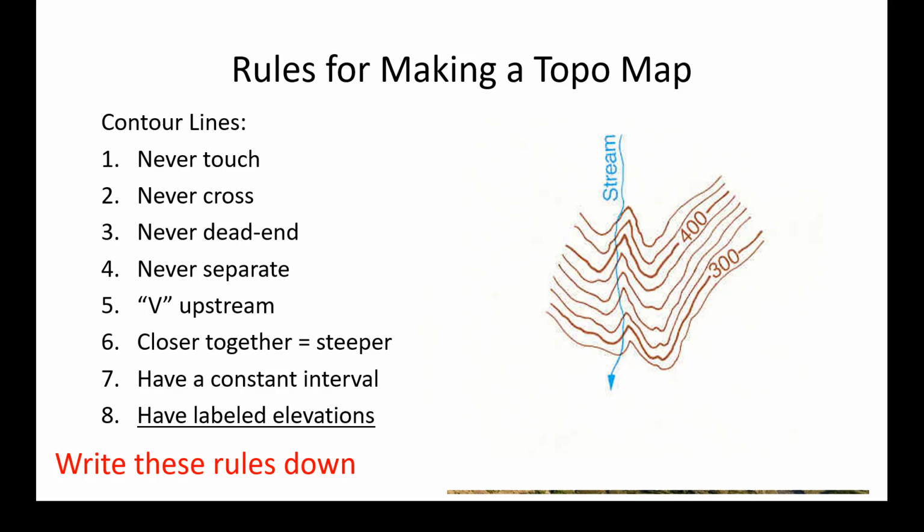So for these exercises, I highly recommend you label them as you go, but it is required for these contouring assignments that you do label your contour lines. What elevation are they representing? Once again, all these rules are in your lab manual on page 55, so it's there for your reference as you work through the assignments.